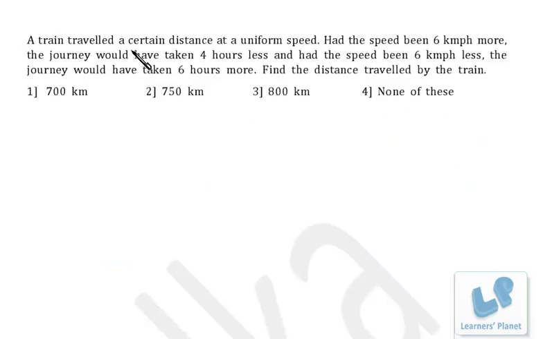Now, a train traveled a certain distance at a uniform speed. Had the speed been 6 km per hour more, the journey would have taken 4 hours less. And had the speed been 6 km per hour less, the journey would have taken 6 hours more. Find the distance traveled by the train. Now friends, it's a simple problem. We assume the uniform speed or the initial speed to be x. Now speed 6 km per hour more, that means this. And in the next case, speed 6 km per hour less, so this is the speed.